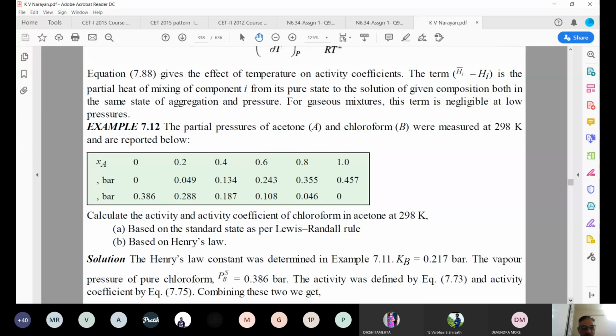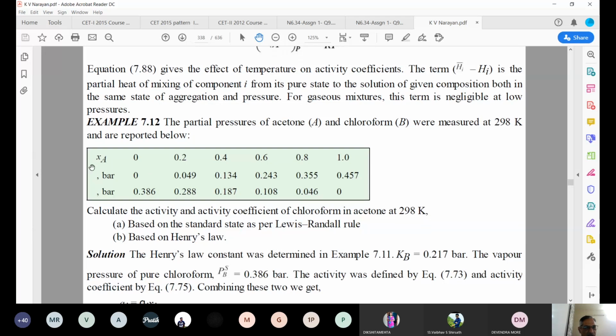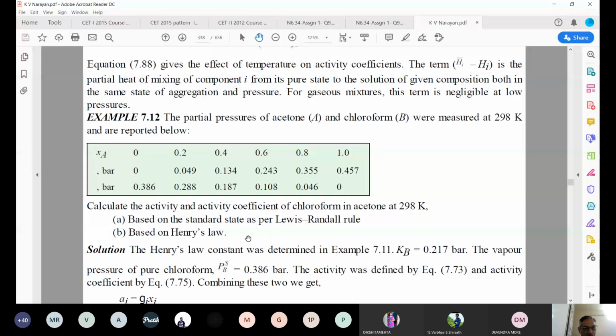Okay. So same problem है ये. Partial pressure acetone and chloroform are measured at so and so. ये partial pressure PA bar है, PB bar है. Now what we need to do is calculate activity and activity coefficient of chloroform in acetone. That is B. Chloroform is B in acetone at 298 Kelvin based on Lewis Randall rule and Henry's law.